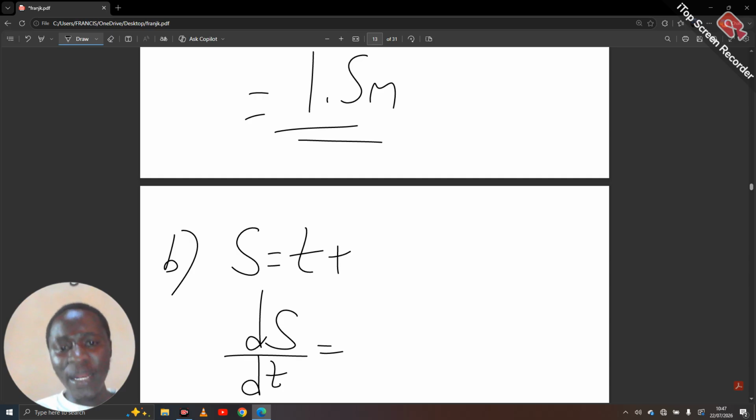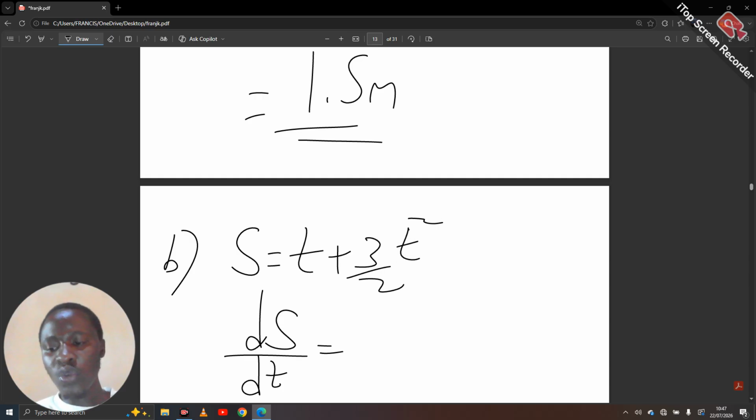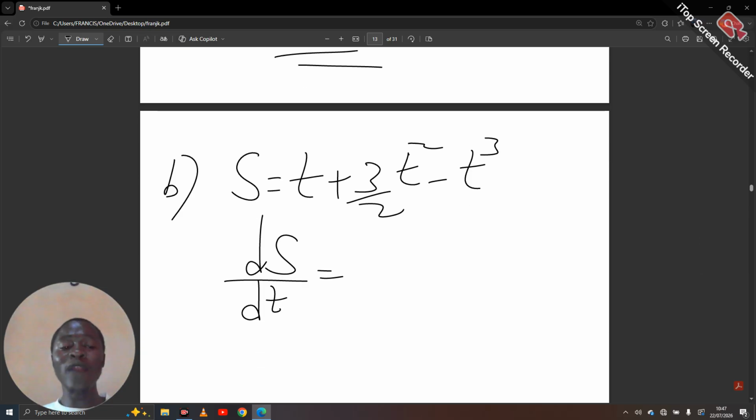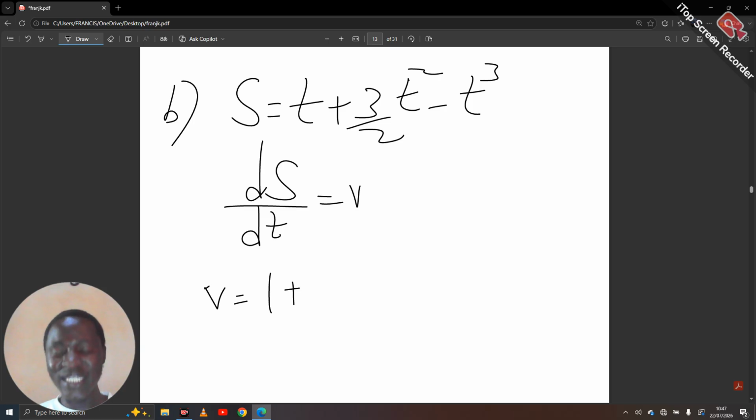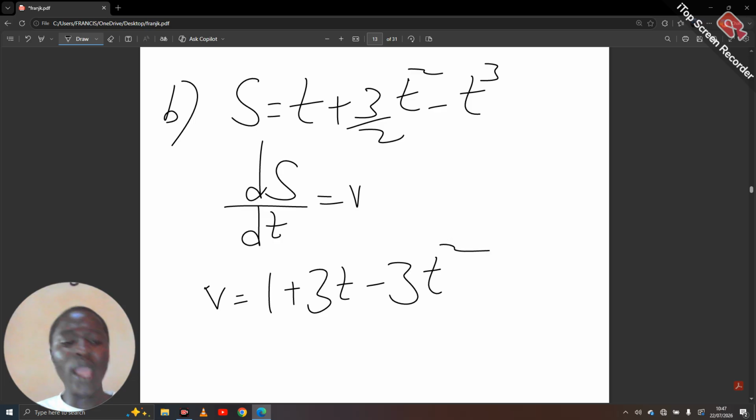Our displacement was (t plus 3) over 2t squared minus t cubed. And remember the formula for differentiating: dy over dx. So ds over dt equals velocity, which equals what? Our velocity will be 1 plus 3t minus 3t squared.